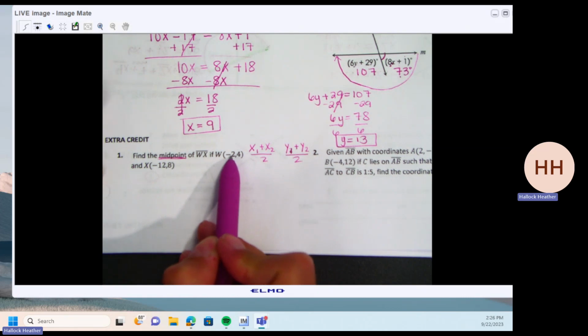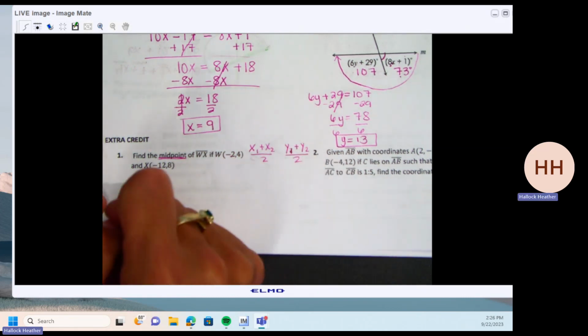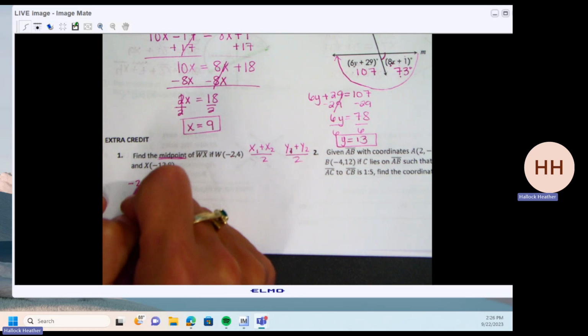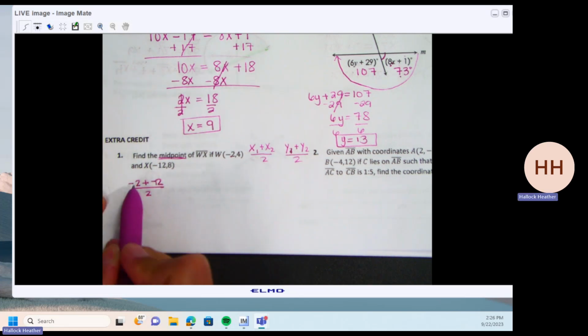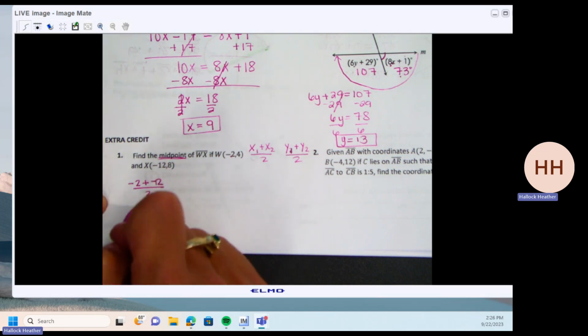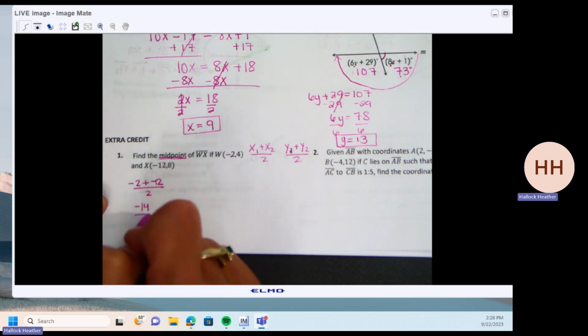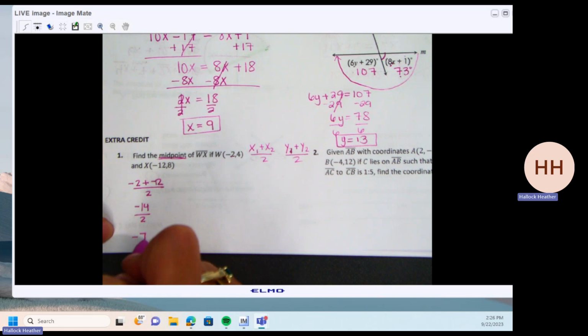So I'm going to take my x's. I have -2, and I'm adding -12, and I'm dividing by 2. -2 plus -12 is -14. I'm dividing by 2. My x value is -7. So this is x. Remember, it's like a coordinate point.